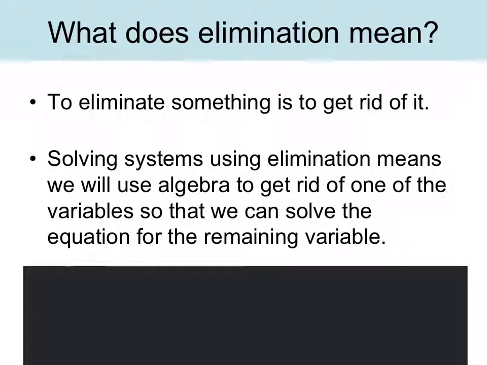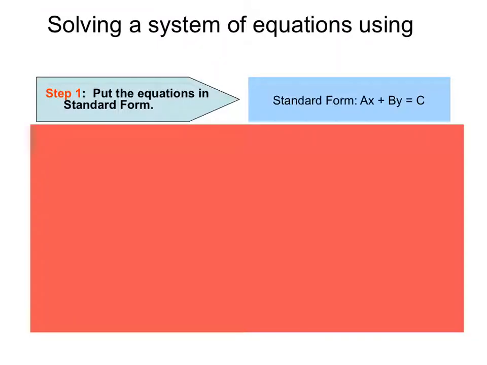When we focus on elimination with systems, we're going to use algebra in order to get rid of one of the variables so that we can solve the equation for the remaining variable. You don't have to write that down, but that's just showing what our goal is. So use elimination to get rid of one of the variables. Remember, a system of equations has an x and a y, so we're going to try and get rid of the x's or get rid of the y's so that we can solve our regular equation.